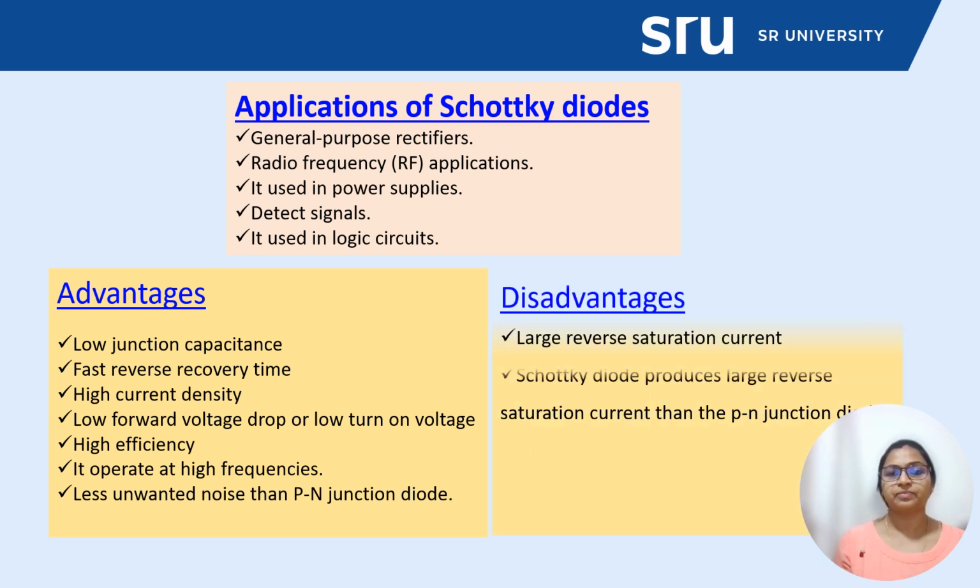However, it has a very large reverse saturation current; the Schottky diode produces a larger reverse saturation current than the PN junction diode. This is the disadvantage of the Schottky diode.